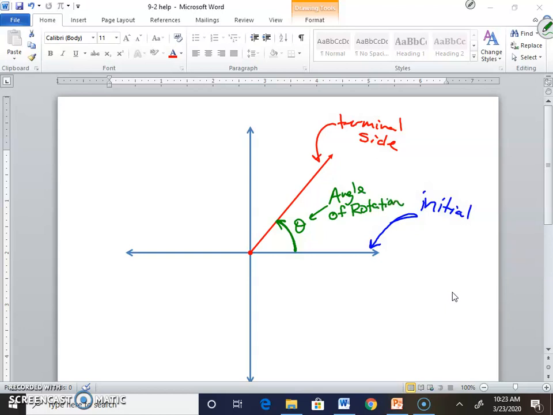Essentially, what we're going to be doing for this first part is drawing pictures where you have rotated your terminal side to a certain spot. You're going to label it with what the angle is. Just some basic ones to show you real quick here.